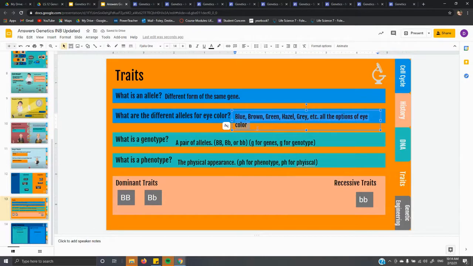There are blue, brown, green, hazel, gray, any color of eye that is naturally occurring. All options of eye color they have alleles for. There are alleles for those types, those genes. Blue, brown, green, hazel, gray. So many different eye colors, right? So all options of eye color.